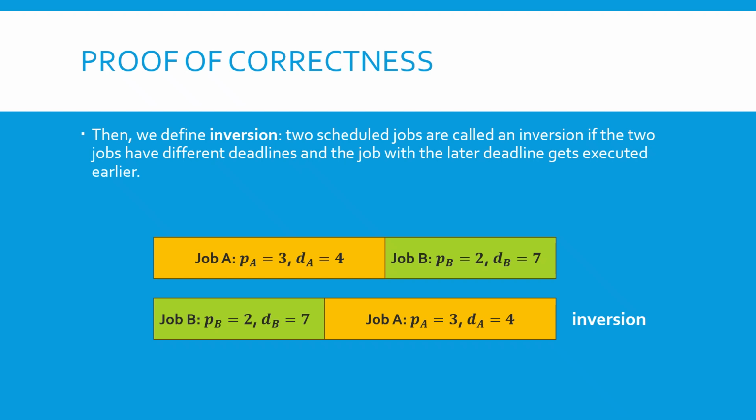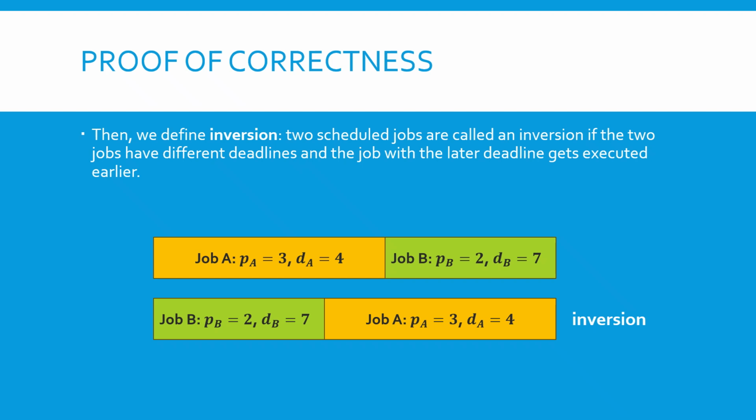Next, we define an inversion. An inversion occurs when a job with the earlier deadline is scheduled after a job with a later deadline. For example, job A has deadline 4, and job B has deadline 7.